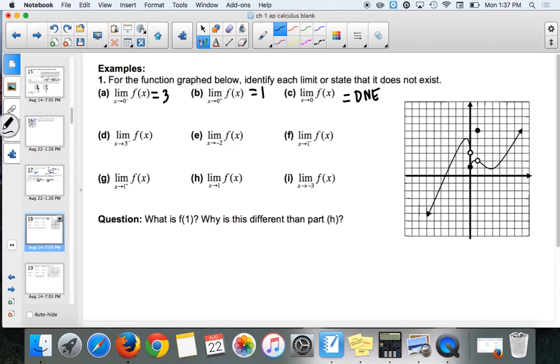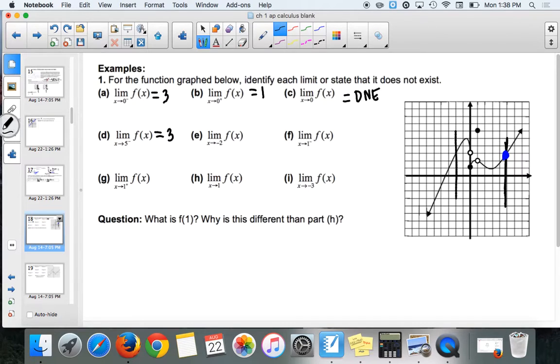Okay, limit as x goes to 5 from the left. Do not read that as negative 5. Everybody just kind of, their brain twists it around into negative 5. It's 5 from the left. So 1, 2, 3, 4, 5. Here's 5. So what y value? 3. 3, yeah. So we're getting closer and closer to 3.